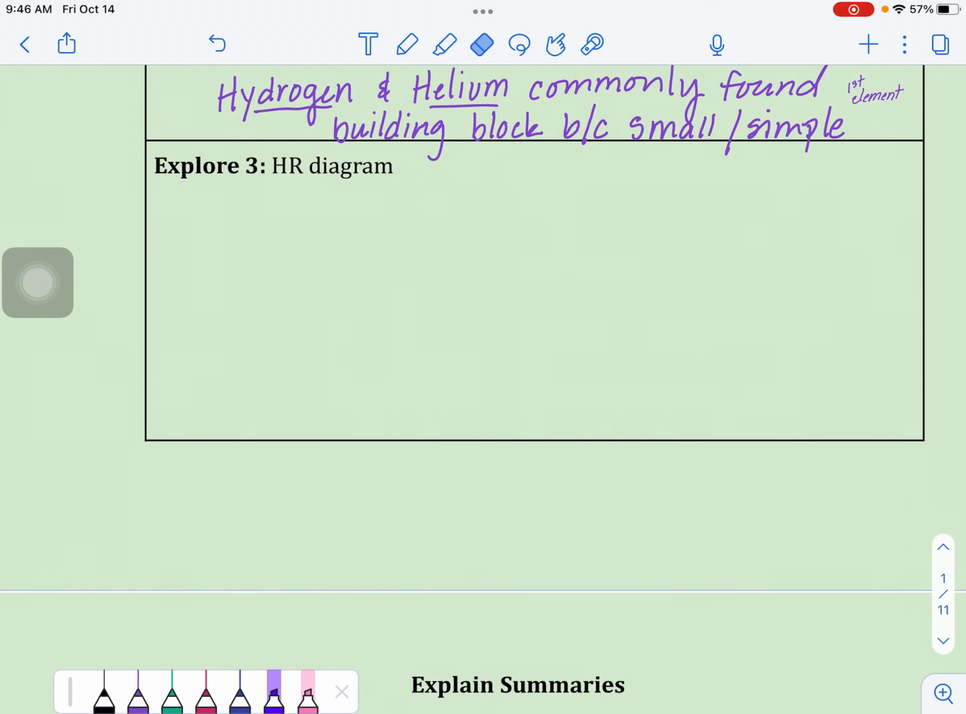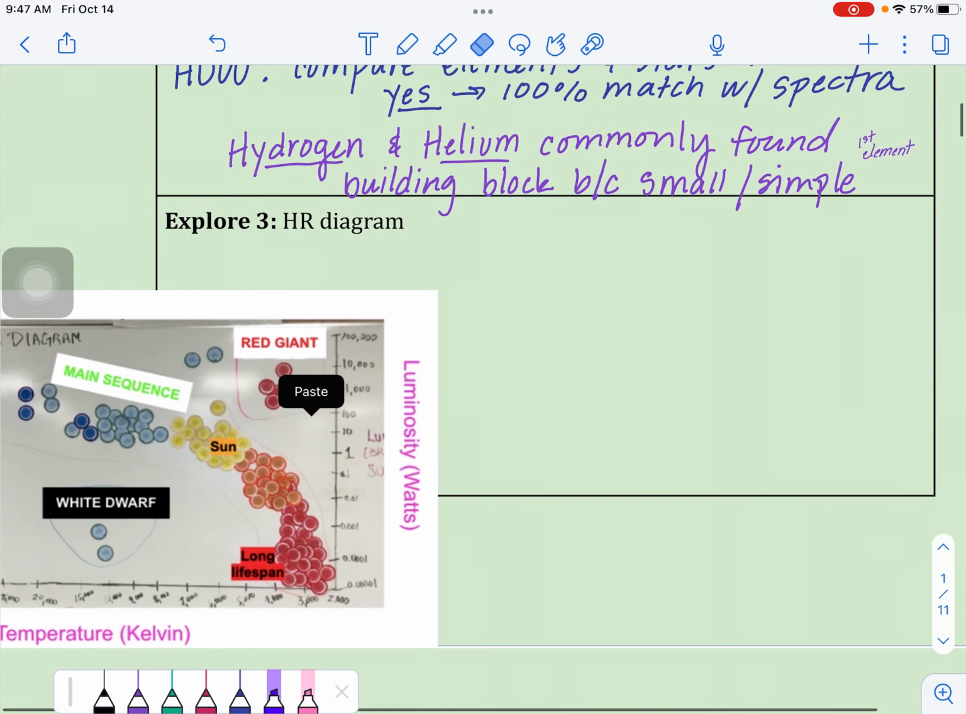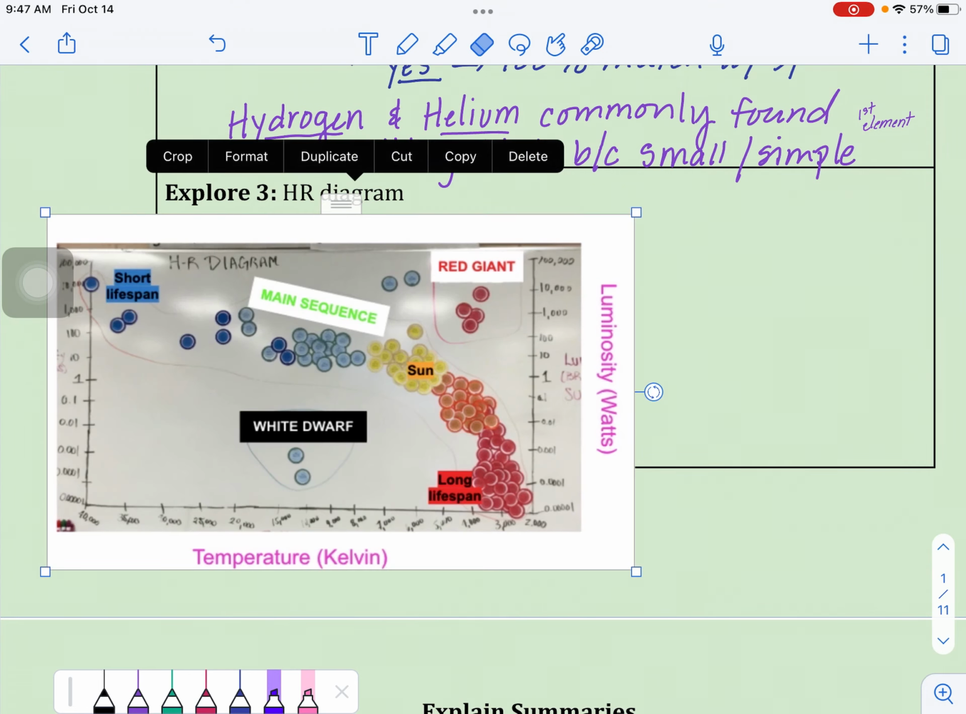Best way to debrief what the HR diagram is to look at a picture of the HR diagram. And we all made one in class, but I added in a picture along with some labels to our Schoology assignment. So I would strongly recommend just jumping over there to the HR diagram Schoology assignment and screenshotting the graph that you see there and putting that into this location so we can kind of label a few big ideas here.